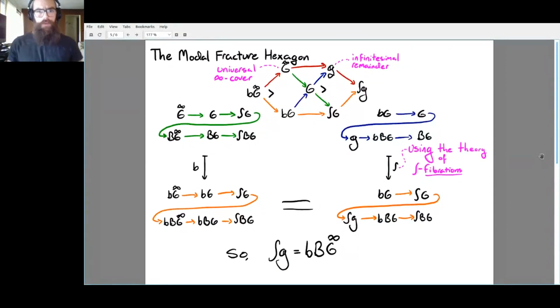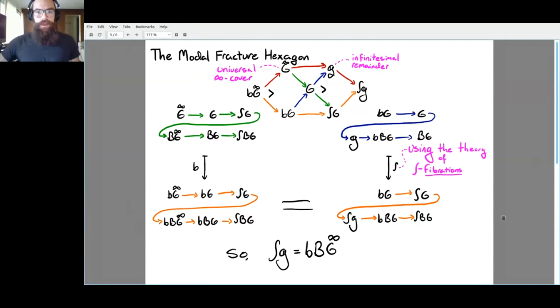The bottom one we get by applying the respective modalities and comodalities to the two defining sequences. On the left we have the defining sequence of the universal infinity cover, and on the right we have the defining sequence of the infinitesimal remainder. On the left, if we apply flat, we get a sequence written below in orange. On the right, if we apply shape, we get a sequence written below in orange. I should say that flat is left exact. This is a theorem of Mike's in the cohesion paper. But shape is not left exact, for good reason.